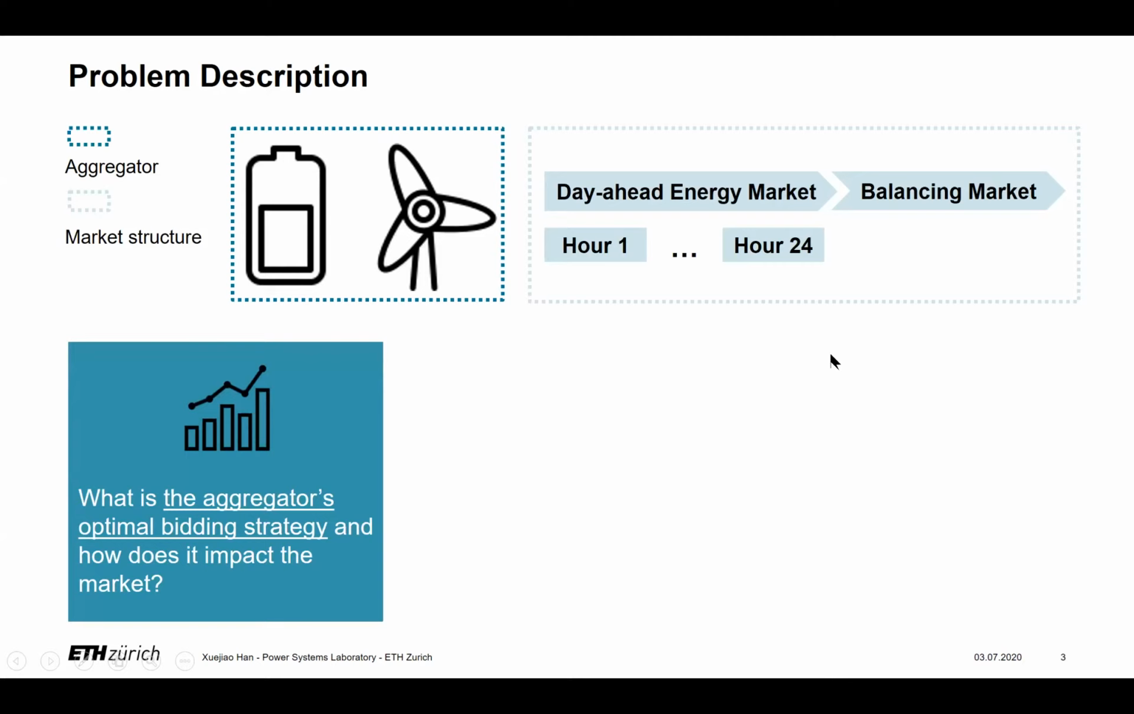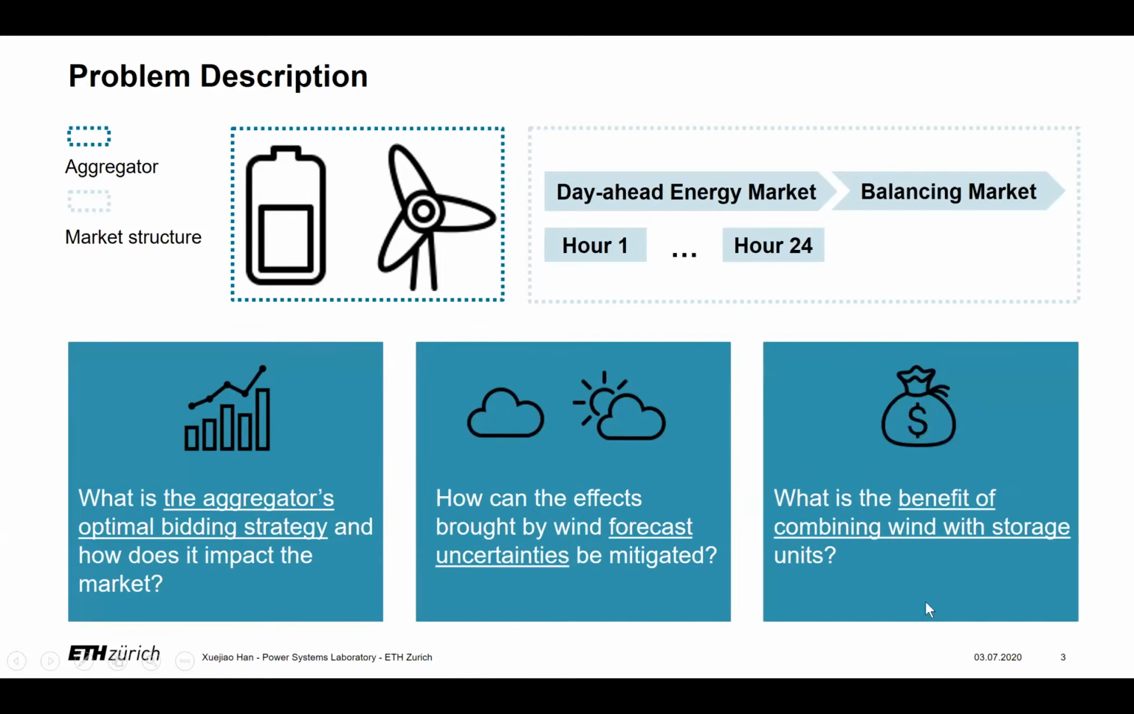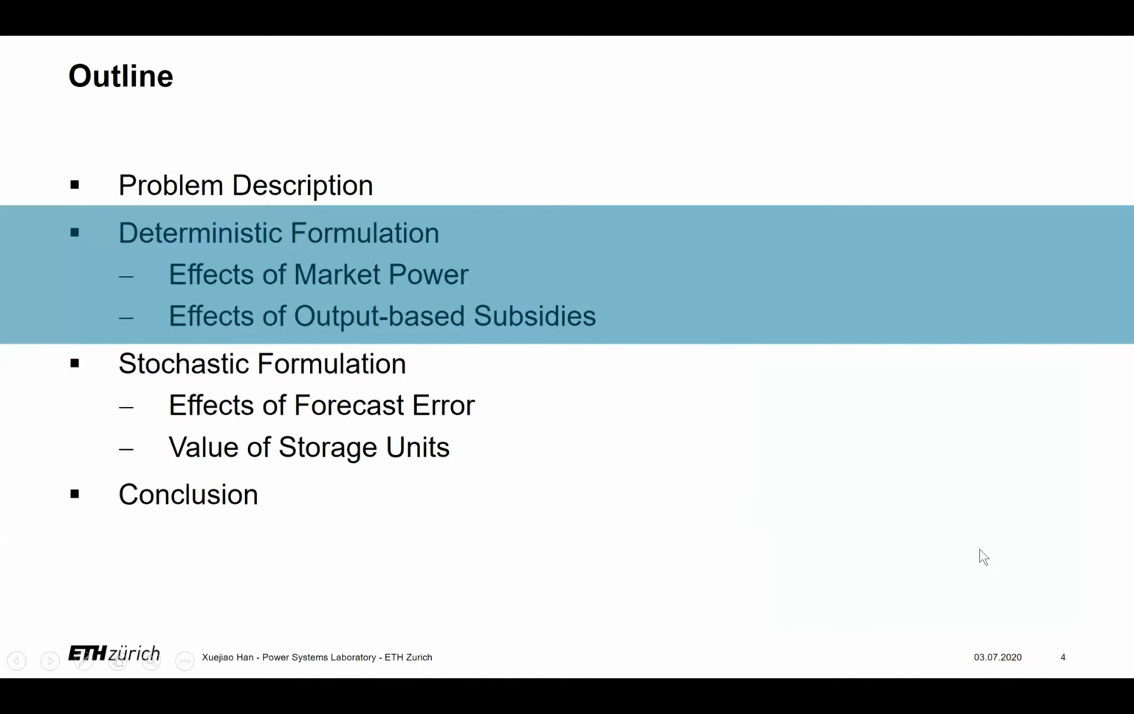The questions we're trying to answer here are as follows. First, what is the aggregator's optimal bidding strategy and how does it impact the market? Secondly, how can the effects brought by wind forecast uncertainties be mitigated? And finally, what is the benefit of combining wind with storage units? I will start with the deterministic formulation without considering any uncertainties.